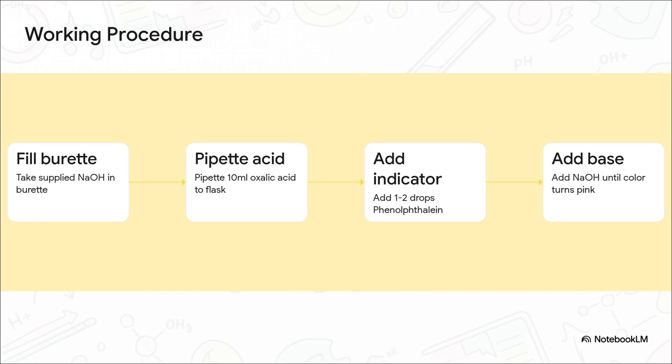Step 3, we add just 1 or 2 drops of that phenolphthalein indicator to the flask. And finally, Step 4, we slowly, and I mean slowly, drip the base from the burette into the flask, swirling constantly, just waiting for that critical visual clue.